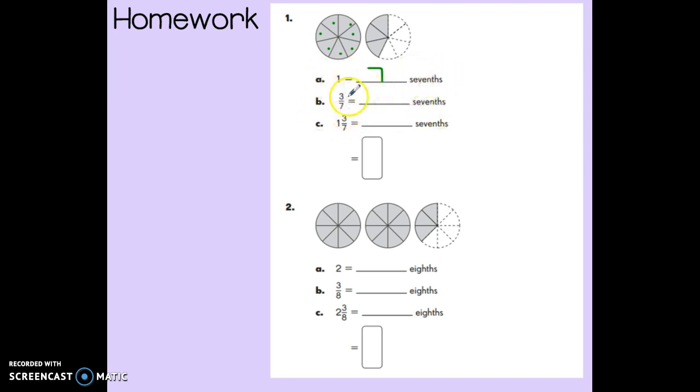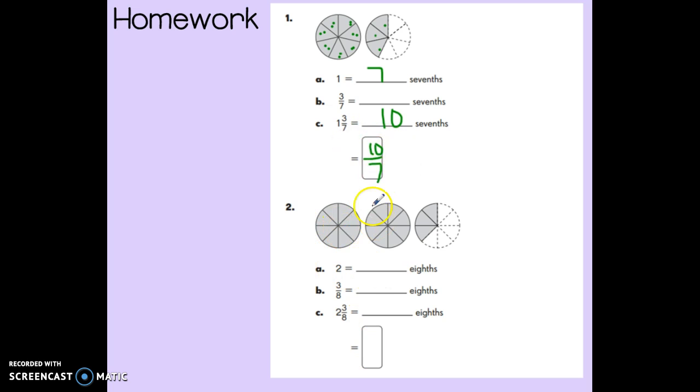3/7, how many sevenths is that? It's just 3. What if I have 1 and 3/7? Count all of them up and write that down as how many groups of sevenths. I've got 1, 2, 3, 4, 5, 6, 7, 8, 9, 10. 10 sevenths. So I can rewrite that as 10 sevenths, and now I've written an improper fraction.